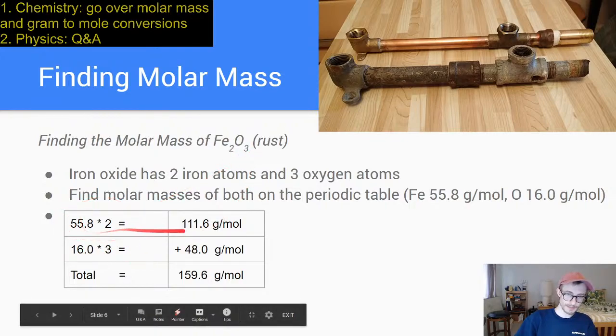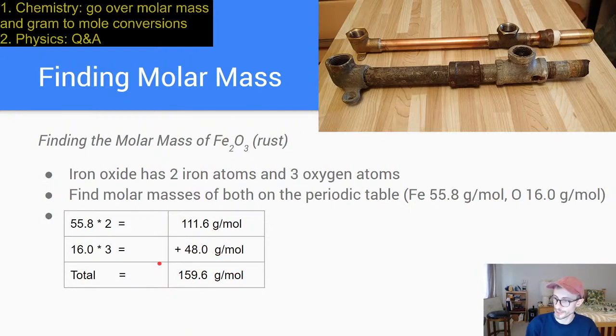So 55.8 times 2, that's 111.6 grams per mole. 16 times 3, well, that's 48 grams per mole. And I'm going to add these two together. So this number plus this number added together, that's the total molar mass of iron oxide. So it's 159.6 grams per mole.